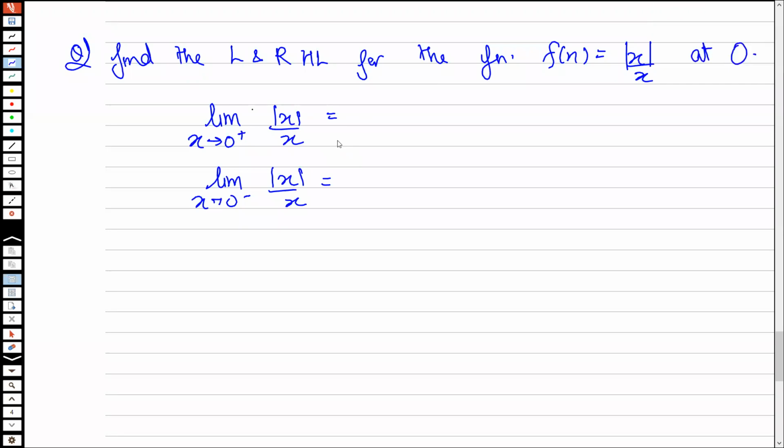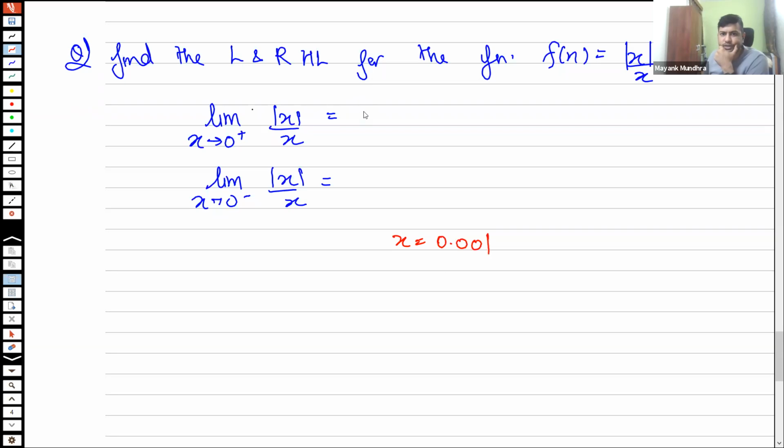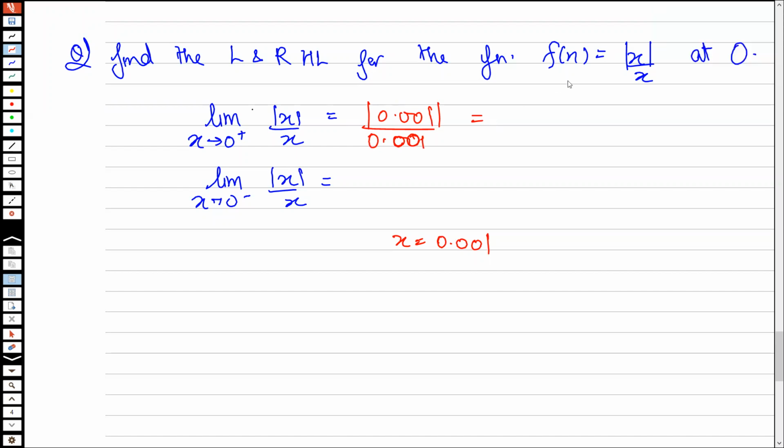0? Not going to be 0. Let's say x is 0.001. So this is mod of 0.001 upon 0.001. So what is this value, Kashish? Is it going to be 1? Yes, it is going to be 1.